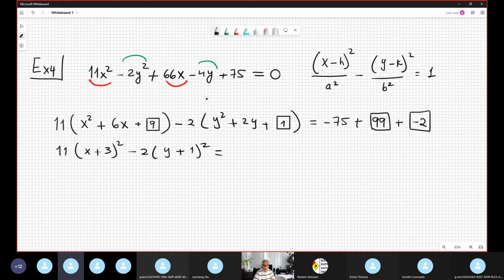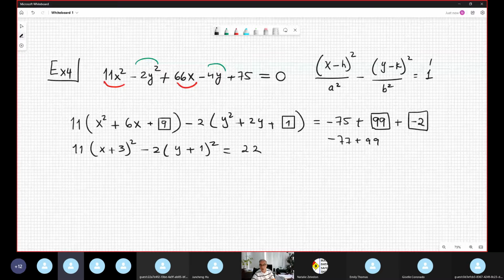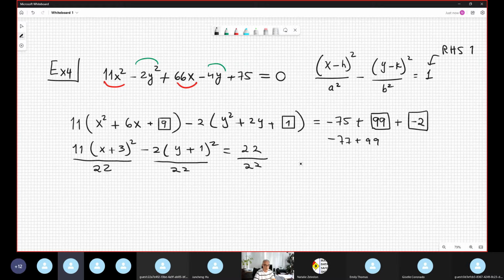In the right hand side, wow, we have, well, 75 and 2 negative together is negative 77. Plus 99 is 22, no? I guess so. 22. Okay, cool. Little by little, we simplify our equation. Now, to be ready in standard form, we need the right hand side to be 1, not 22. So you divide by 22. Divided by 22. Divided by 22. And 22 divided by 11 is 2.